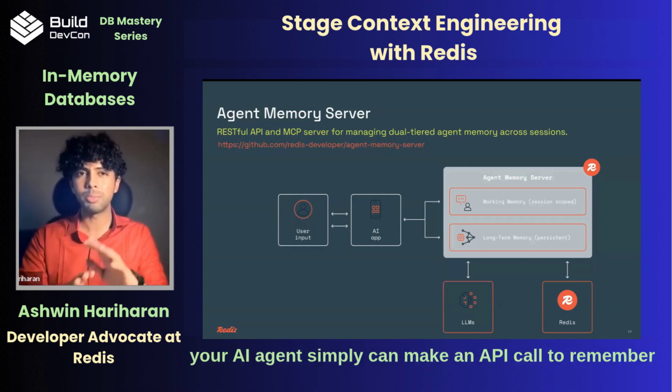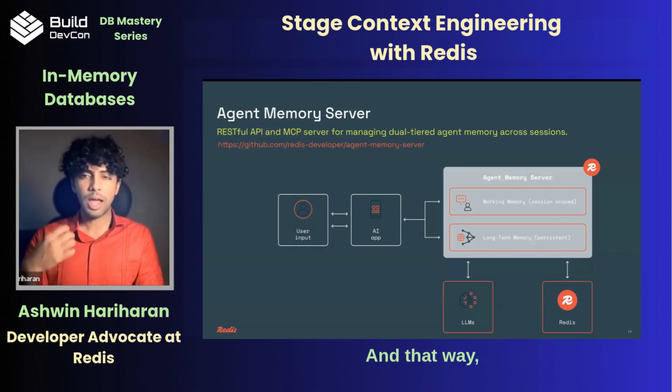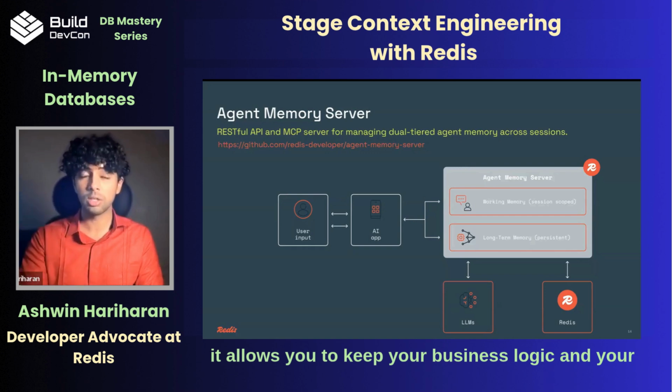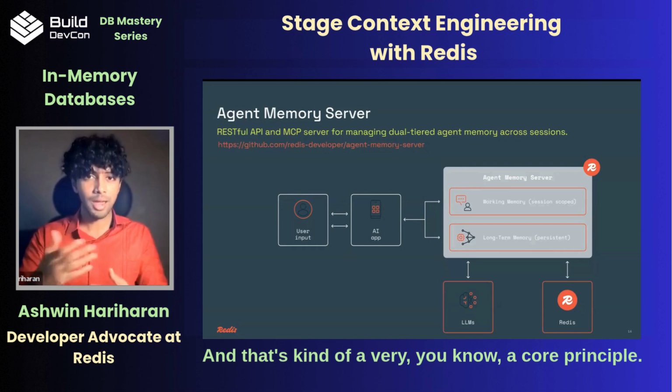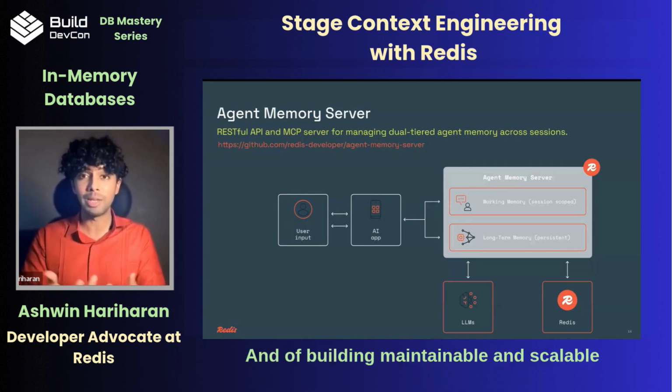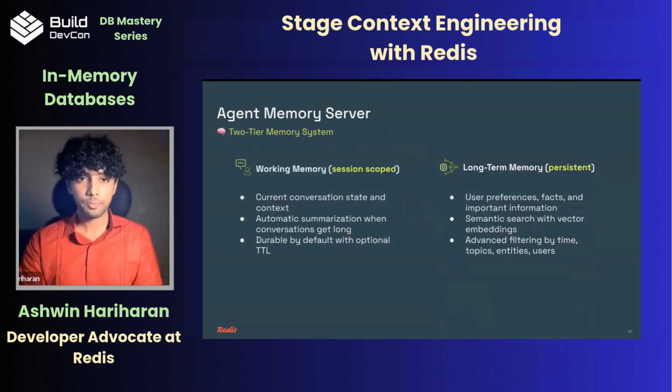So your AI agent simply can make an API call to remember something or to retrieve context. And that way it allows you to keep your business logic and your AI orchestration layers very cleanly separated. And that's a core principle of building maintainable and scalable production agents, okay?